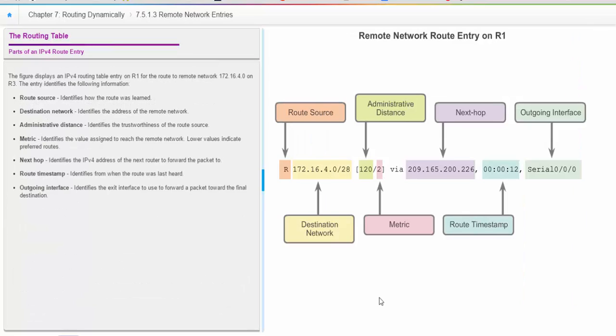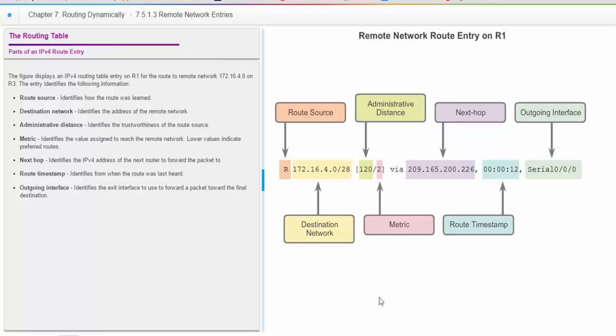So as we take a closer look here, we have our route source. It identifies how the route was learned. You have your destination network that identifies the address of the remote network. Then you have your administrative distance. It identifies the trustworthiness of the route source. You have the metric that identifies the value assigned to reach the remote network, and lower values indicate preferred routes.